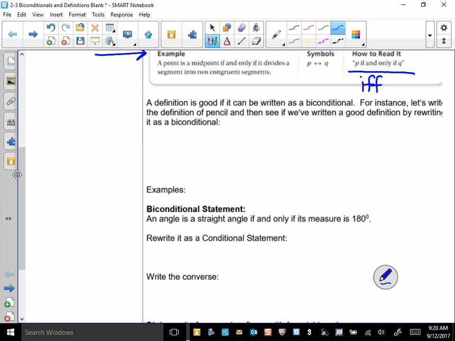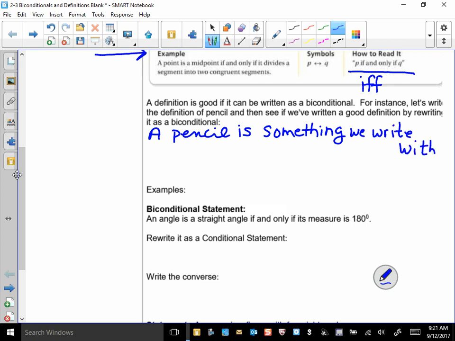Okay, so when we talk about writing definitions, we know that a definition is good if we can write it as a biconditional. So let's write the definition of pencil and then see if we've written a good definition by rewriting it as a biconditional. What do you think a pencil is? Let's try this, maybe don't write this just yet, guys, because I might change my mind. A pencil is something we write with. You think that's a good definition? Well, here's how we're going to find out. We're going to write it as a biconditional.